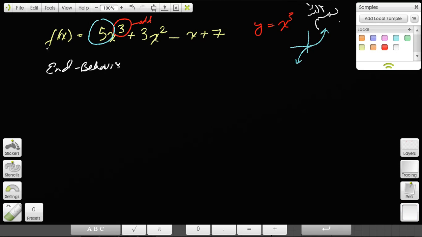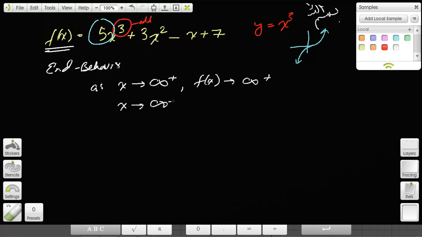So the end behavior of this function, f of x, is as x goes to positive infinity, f of x goes to positive infinity. And as x goes to negative infinity, f of x goes to negative infinity. Okay, so this is the end behavior of this function.